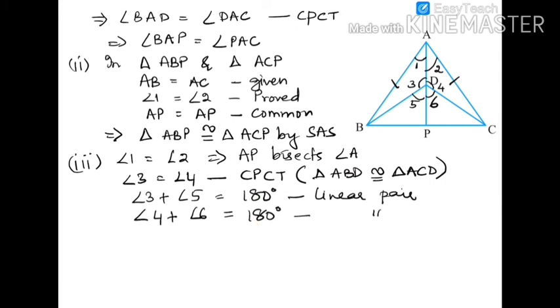Since the right hand sides of these two equations are equal, we can equate their left hand sides. So angle 3 plus angle 5 is equal to angle 4 plus angle 6. But we have shown that angle 3 is equal to angle 4. So we can cancel the equal quantities in this equation. This gives us angle 5 is equal to angle 6. But angle 5 and angle 6 together make angle BDC, and they are equal. This means that AP bisects angle BDC.